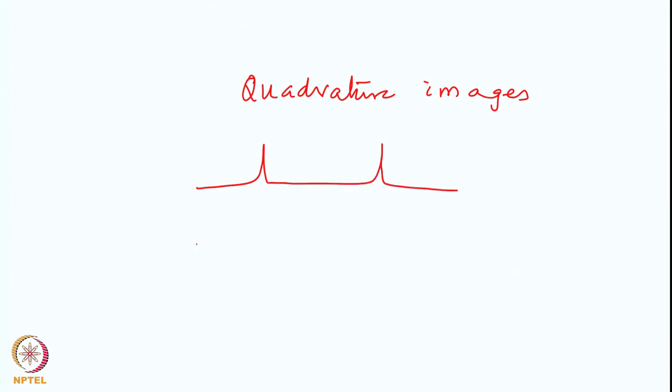But sometimes some artifacts appear. What are these artifacts? Let me also write that here. Artifacts are called quadrature images. So we said that this is a signal, and I will have a signal like this, the axis. When I add this, this will go and I will have only a signal like this. But this assumes that these two signals are exactly identical, because these are collected with two different receivers, one along the Y axis, the other one along the X axis.